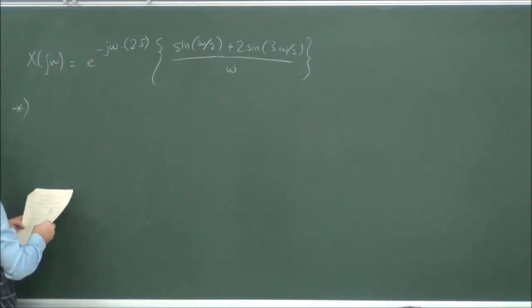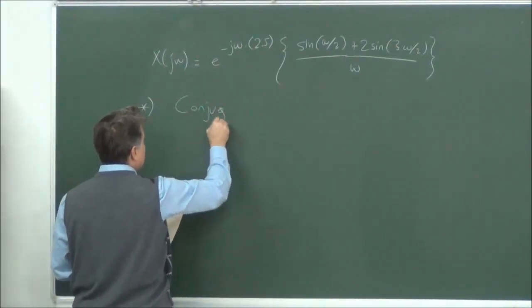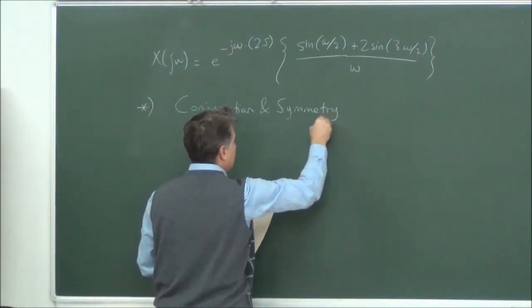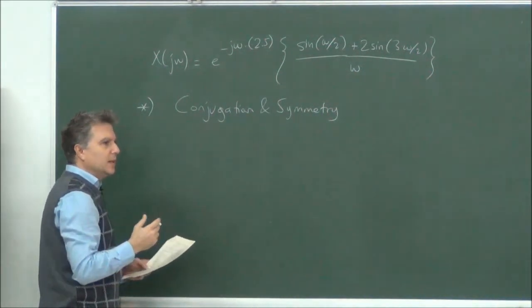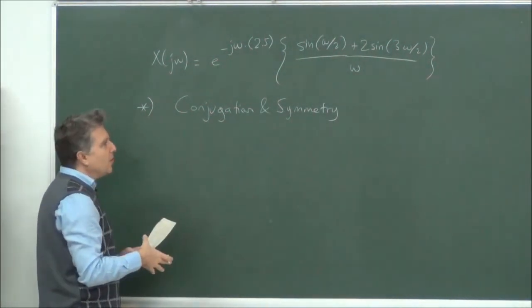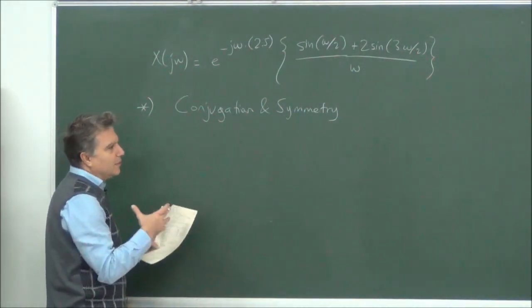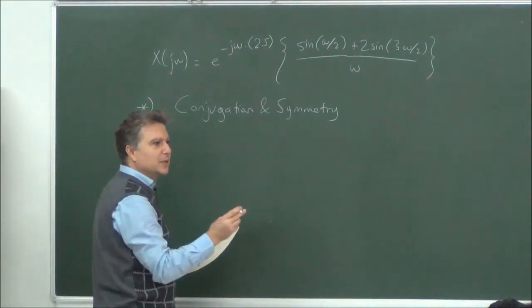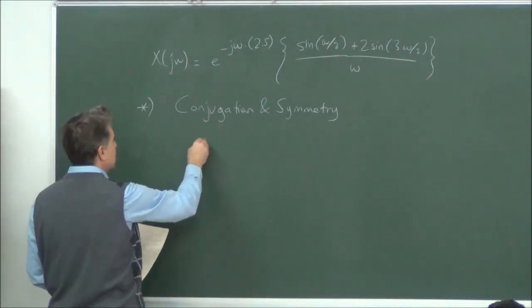Now, another property, let's start another property. That is the conjugation and symmetry property. This conjugation and symmetry property, or such properties, are generally valid for complex signals. For real signals, in other words, you can specify such properties for obtaining certain properties of Fourier transforms of real signals. And the property is as follows.